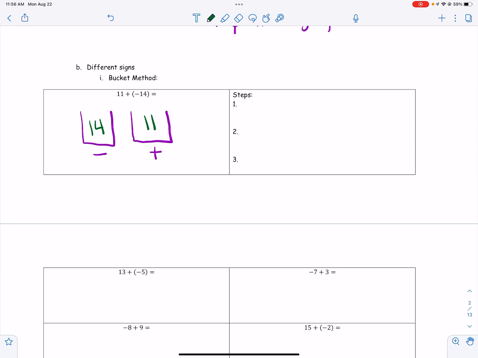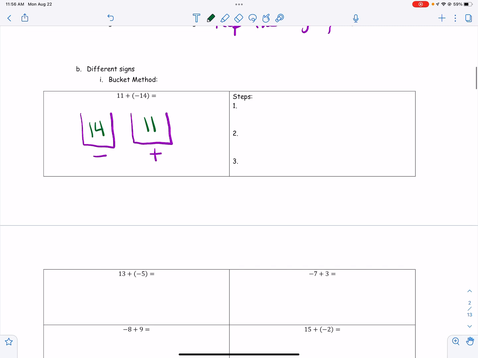Notice I don't put the sign in there, because that's where the confusion comes into play. I just put those two numbers. Now if you look at it, I know that my answer has to be negative because I have more things in the negative bucket. So I always put my sign with my answer first so that I don't forget it.